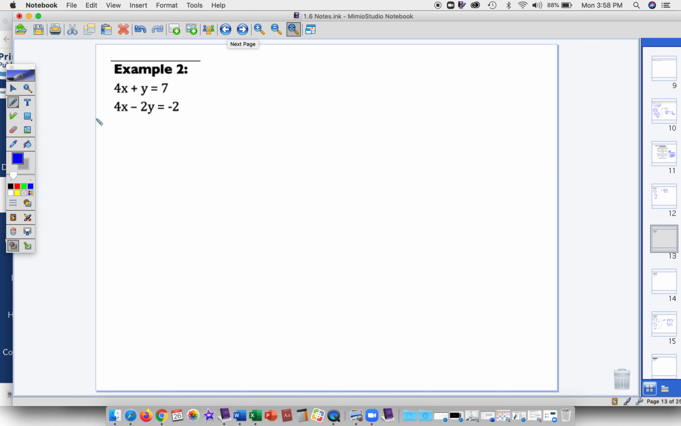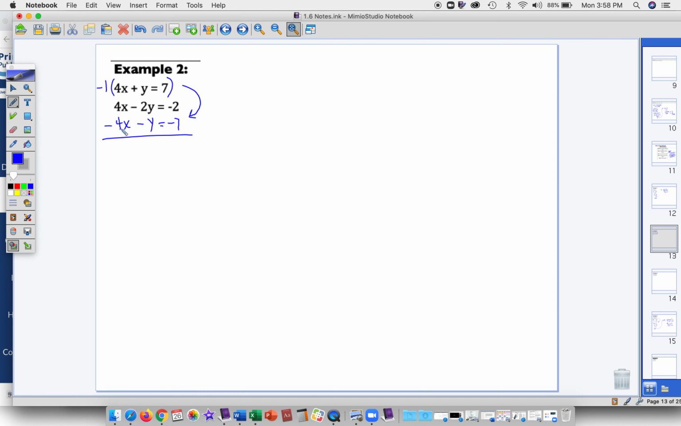Example 2. So here I've got 4x and 4x. So I have this same coefficient, but I don't have opposites. So what I'm going to do is take the first equation, can be either one, doesn't matter. I'm going to use the first one, and I'm going to multiply by -1. That means every term, every part of this equation gets multiplied by -1. So the new equation, I'm going to write below this one, becomes minus 4x minus y equals -7.